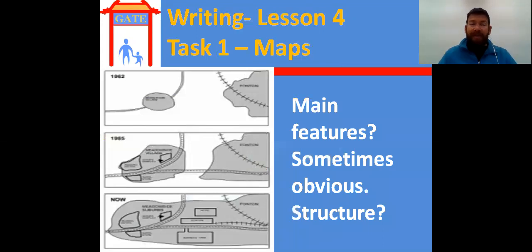So first of all, the most difficult challenge for people is to report the main features. Now, as most people who have been watching these videos know, the main features are very important. Every task one IELTS question asks you to report the main features. So what you really need to think about is, what can we take away from the information in these maps? Now, this one here is obvious, and sometimes the main feature is very obvious.